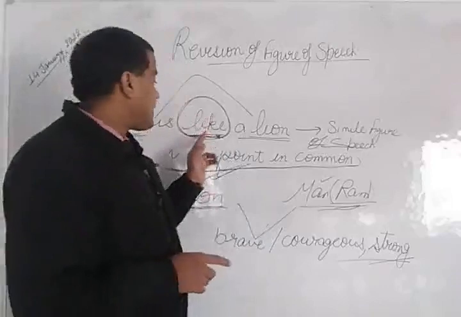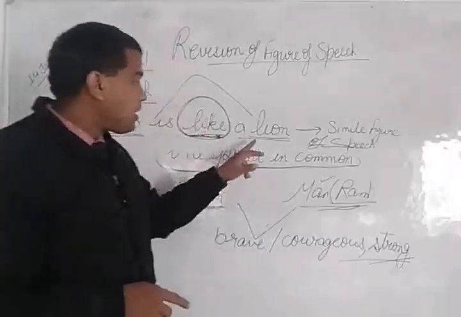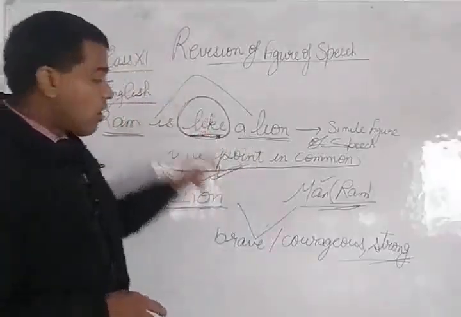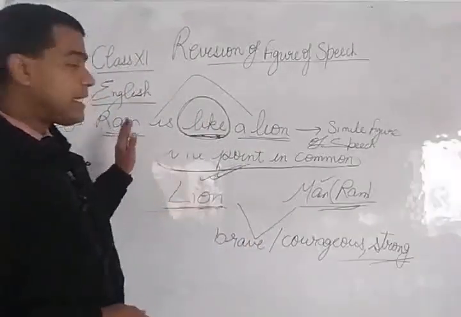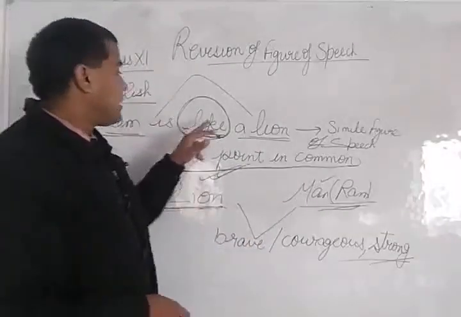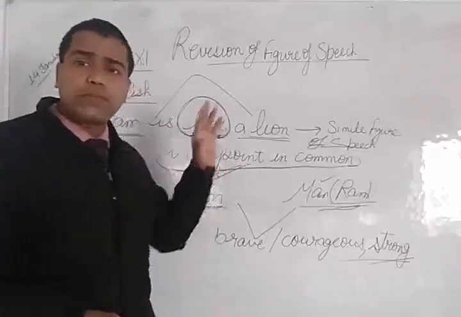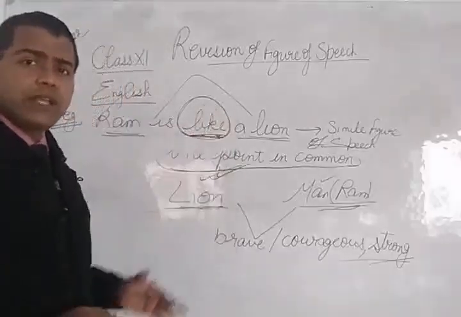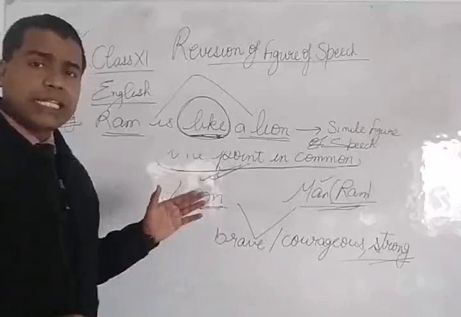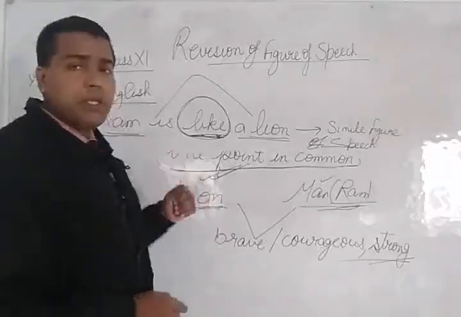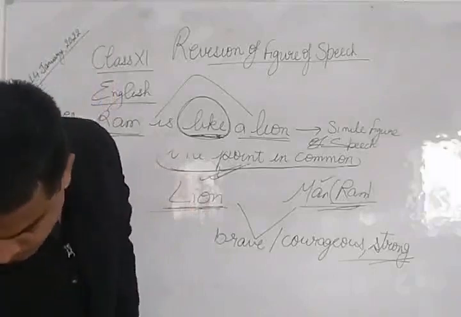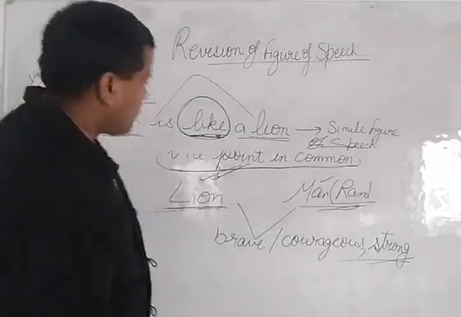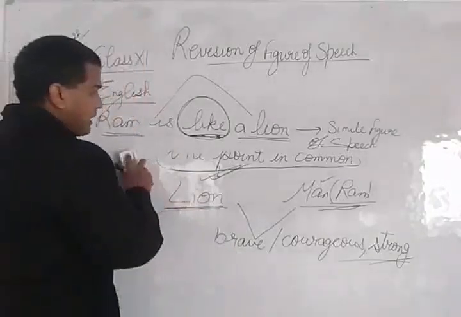Okay, like here, Ram is like a lion. One thing is common, that Ram is brave like a lion. Then it is said that Ram is like a lion. This word also helps you to identify a particular sentence, whether that sentence is a simile or not. Okay. One more example you can take.